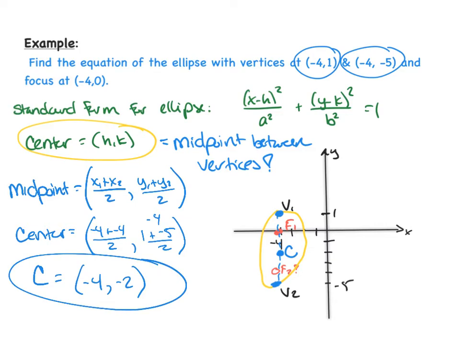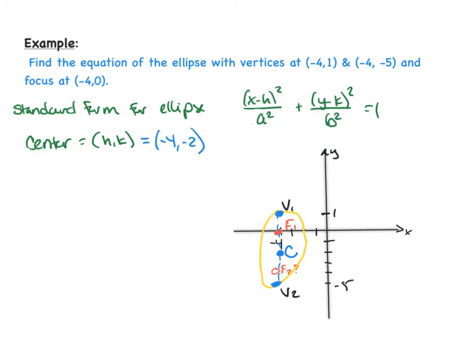Oh, that's awesome. Now we can plug that information into this formula for the beginning of our ellipse. So this would be our h and our k. Okay, so I'm going to plug that in, clean up this a little bit, and then we'll find the a squared and the b squared.